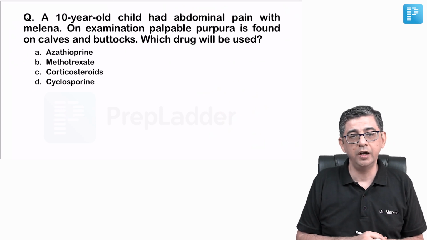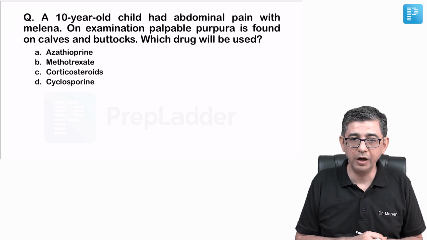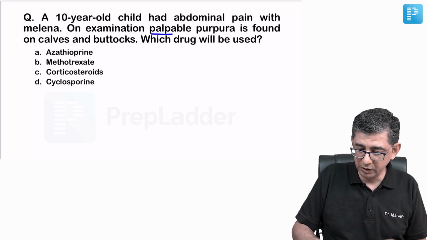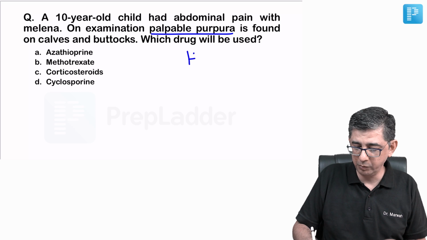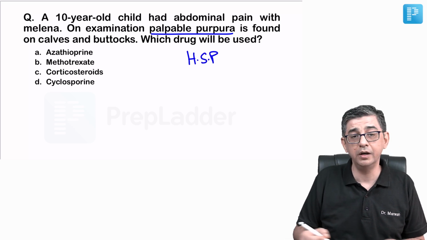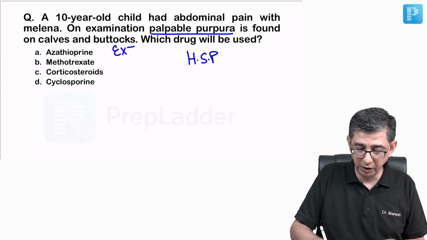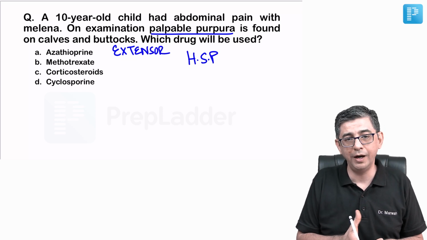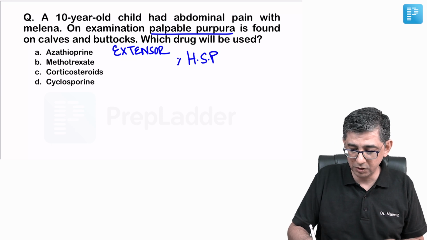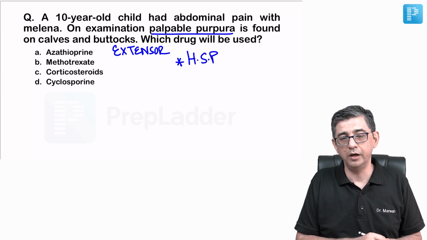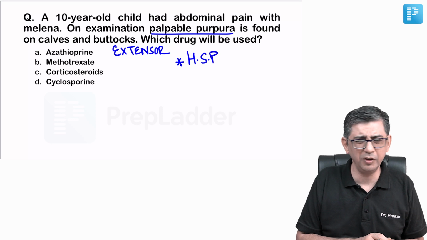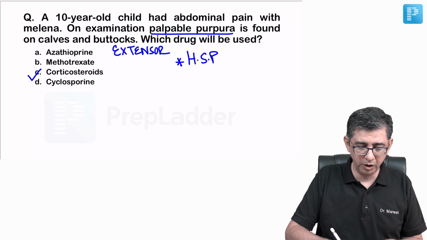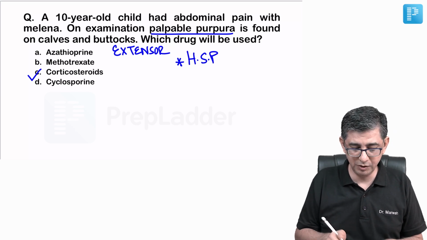The next question said a 10-year-old kid had abdominal pain with melena. On examination, palpable purpura is found on the calves and the buttocks. The keyword in the question is palpable purpura. The location is also very clear, extensor surfaces, the calves and the buttocks of the patient. So considering the information of extensor purpura and the bleed present, the diagnosis is Henoch-Schönlein purpura. And he said what drug would be used first line for this case. Even if the first line wording was not given, initial treatment would be steroids only. Corticosteroids would be the answer to this question.